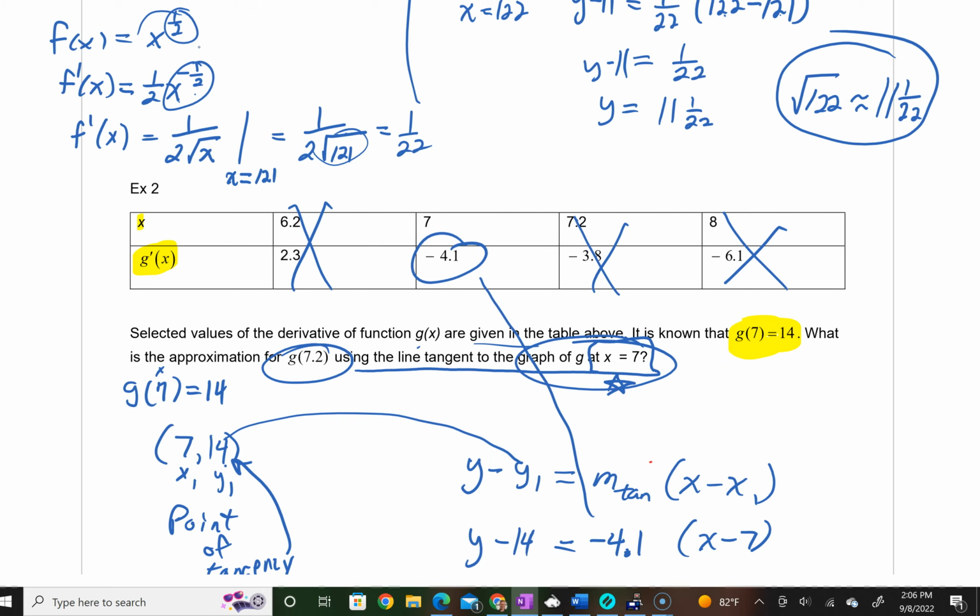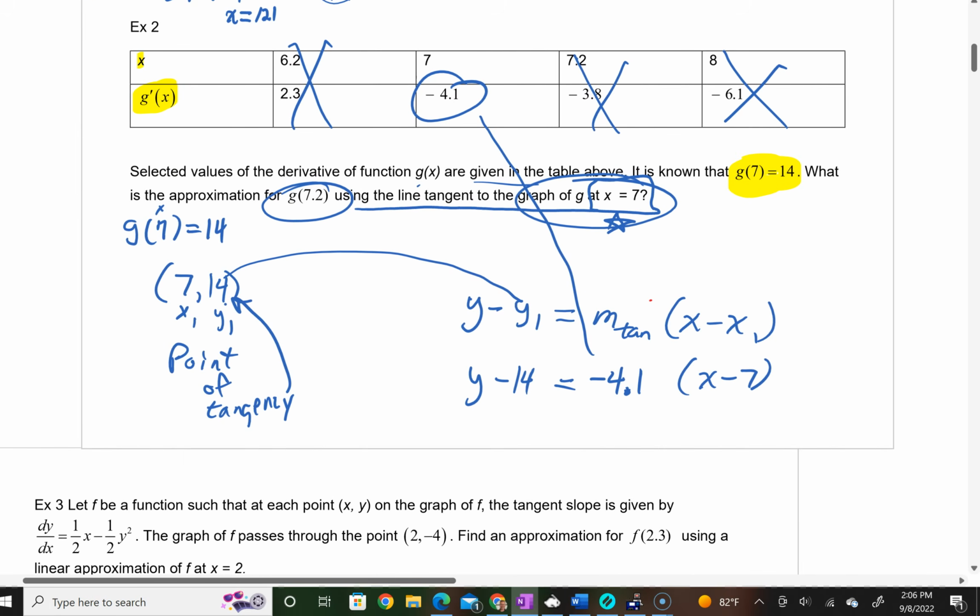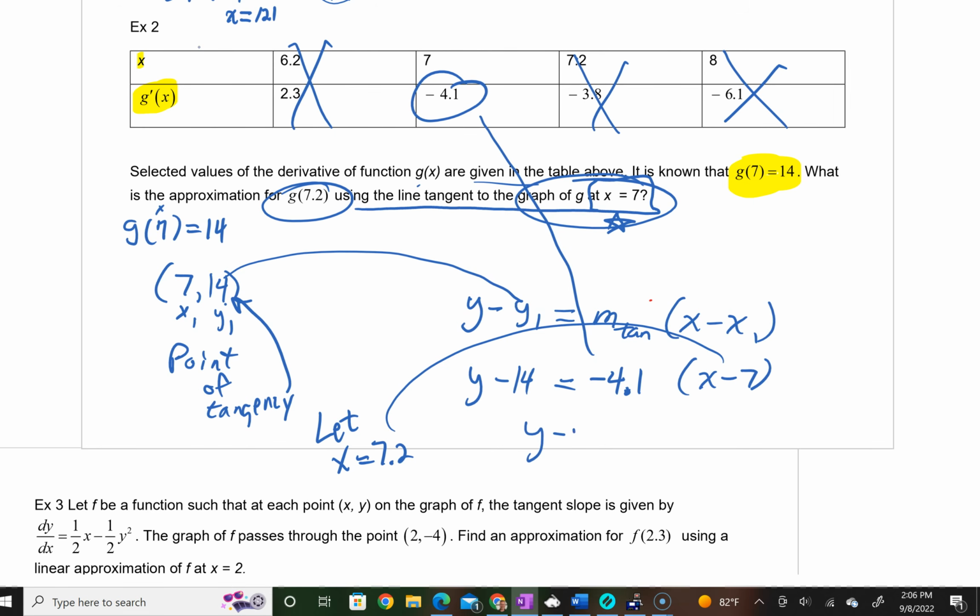Wow. And there you go. That would be the slope of your tangent line at x equals 7. Therefore, we have our equation of our tangent line at that point of tangency. And now we're going to let x equal 7.2. And then it becomes number crunching, right? We'll have y minus 14 equals negative 4.1 times 7.2 minus 7. And of course, 7.2 minus 7 is 0.2. So this is negative 4.1 times 0.2.